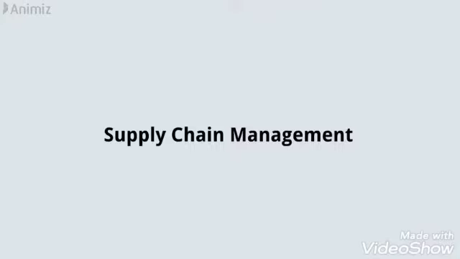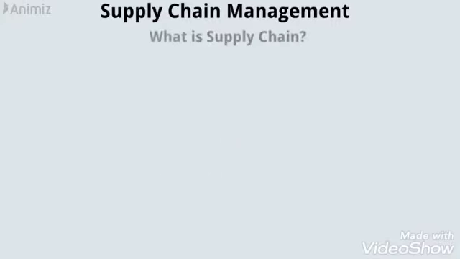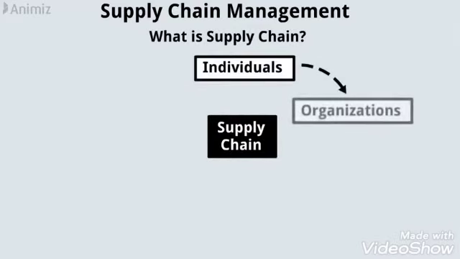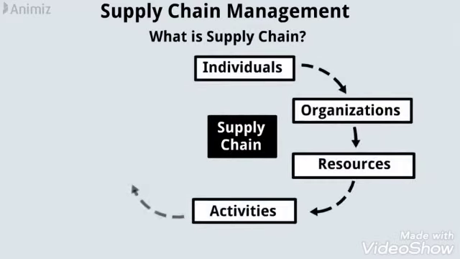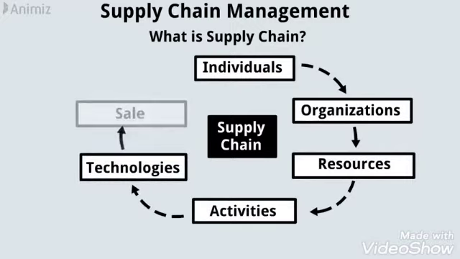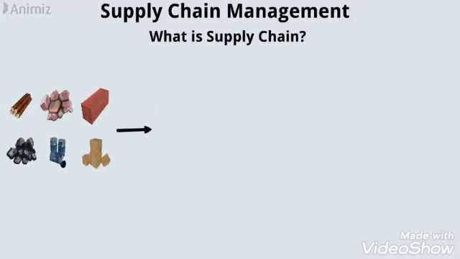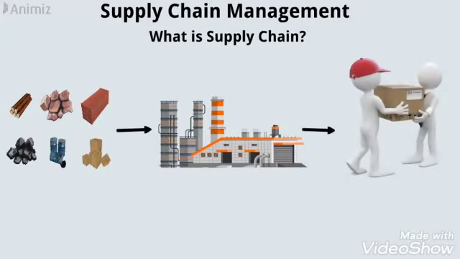Management. Before learning supply chain management, let's discuss what supply chain means. A supply chain is a connected network of individuals, organizations, resources, activities, and technologies involved in the manufacturing and sale of a product or service. A supply chain starts with the delivery of raw materials from a supplier to a manufacturer, and ends with the delivery of the finished product or service to the end consumer.